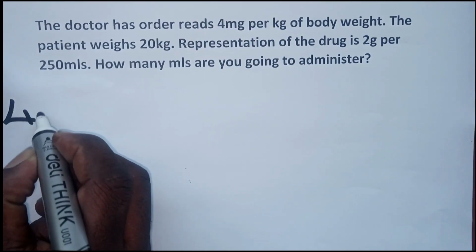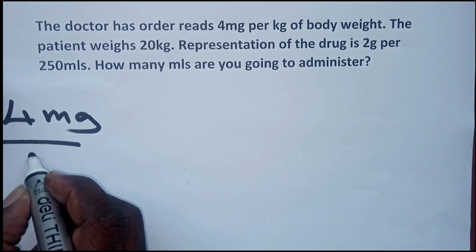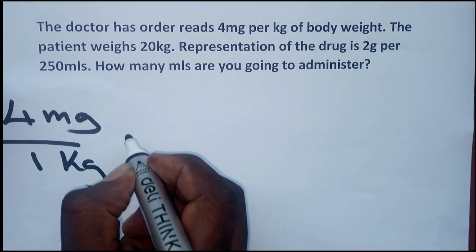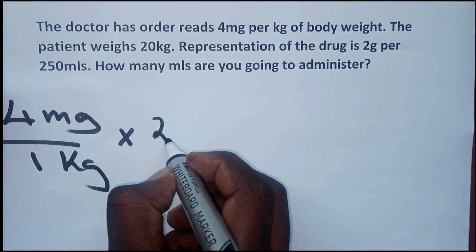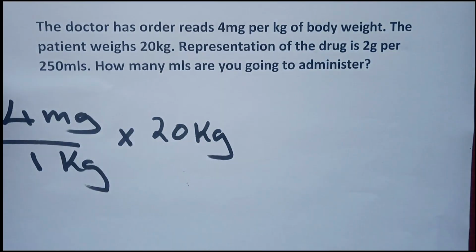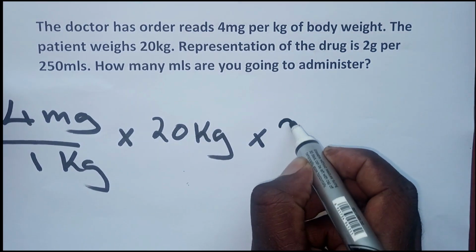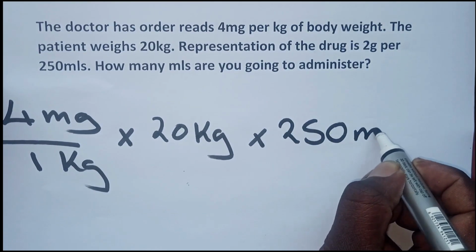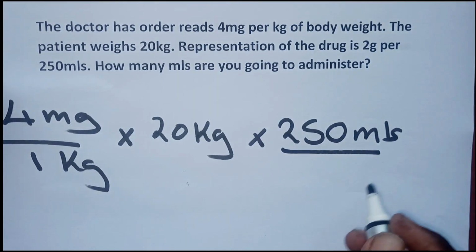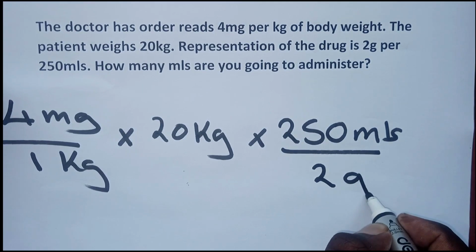So you are going to say 4 milligrams per 1 kg. Then you are going to multiply by the patient's weight, which is 20 kg. Then the other thing you are going to consider is that in every 2 grams there is 250 mils. So on this one, you are going to say 250 mils over 2 grams.